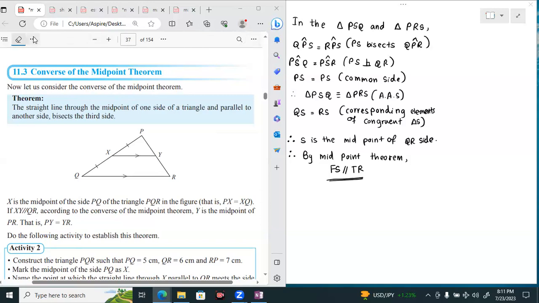Now look, taking the midpoint theorem, write down the converse of the midpoint theorem. A straight line through the midpoint of one side of a triangle and parallel to another side bisects the third side. Okay, write down the converse of the midpoint theorem. Then using a diagram I will explain it again. Draw this one, write this one.